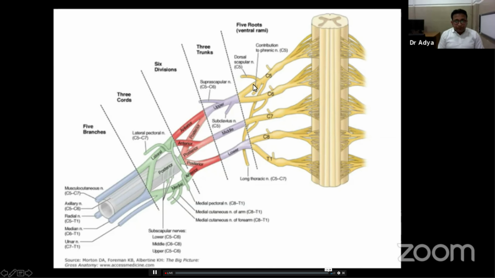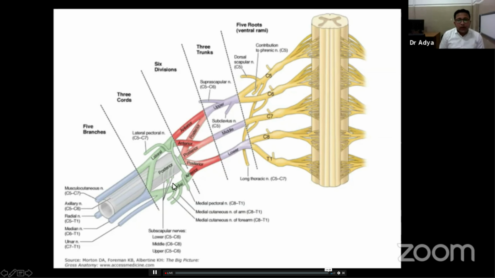Now these upper trunk, middle trunk, and lower trunk again divide into anterior and posterior divisions. The posterior divisions of each of the trunks join to form the posterior cord, and the anterior divisions of the upper trunk and the middle trunk unite to form the lateral cord of the brachial plexus, and the anterior division of the lower trunk continues as the medial cord.